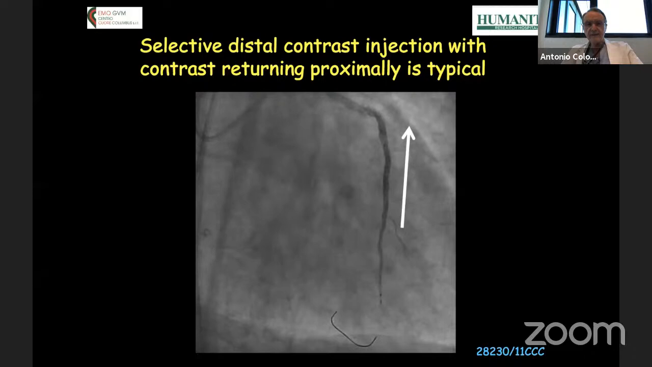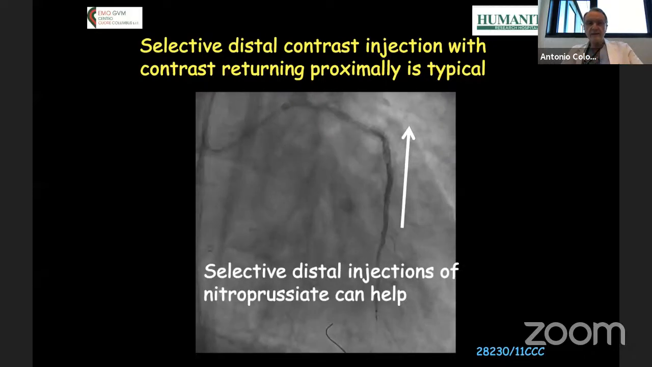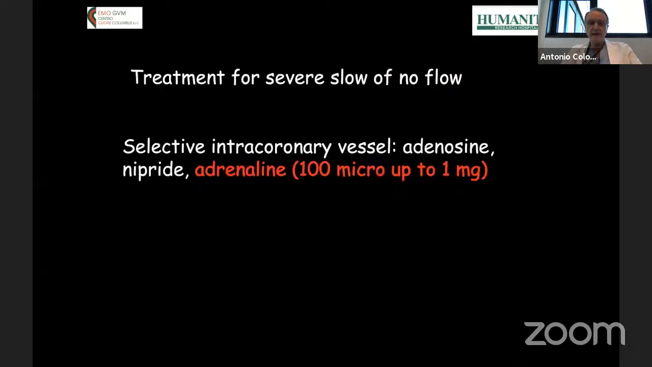In this case, you go distally and inject nipride, adenosine. Lately, we really like to use adrenaline, especially if the patient is hypotensive, 100 micrograms, but you can go to a lot. You can even inject 1 milligram of adrenaline selectively in the vessel to correct slow flow.